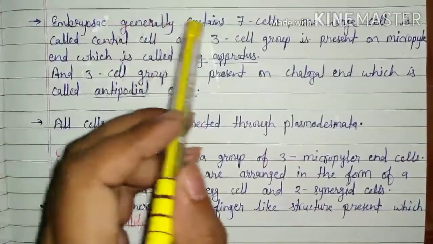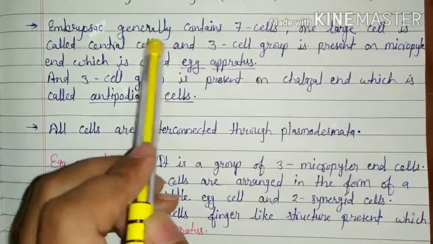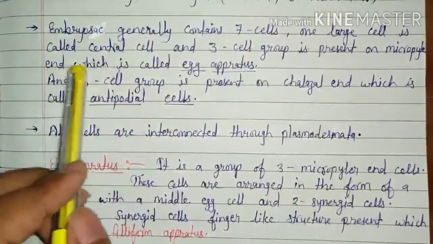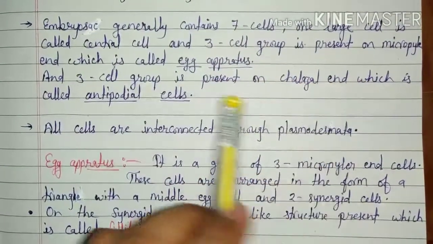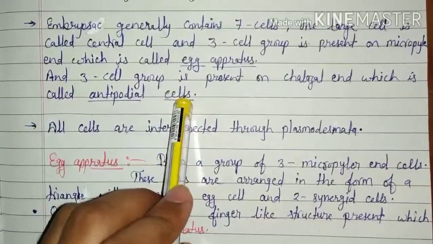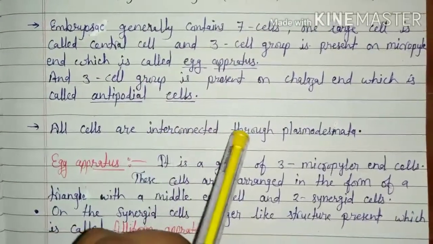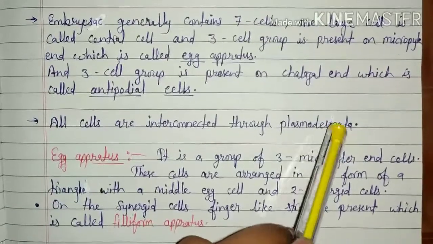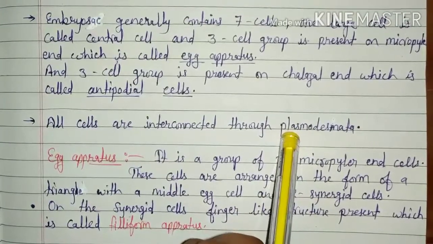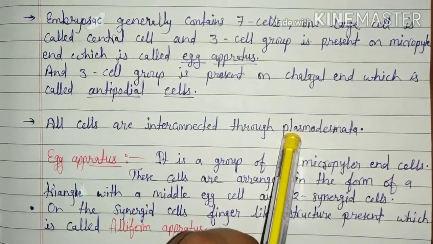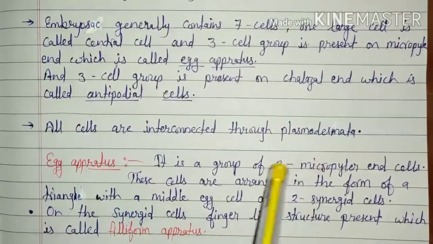Embryo sac generally contains 7 cells. In this, one large cell is called the central cell, and a 3-cell group is present at the micropylar end, which is called the egg apparatus, and a 3-cell group is present at the chalazal end, which is called the antipodal cells. All 7 cells are interconnected through plasmodesmata. Plasmodesmata is a bridge-like structure. It means cytoplasmic bridge, and it has pits or pores through which cytoplasmic contents pass between the cells.